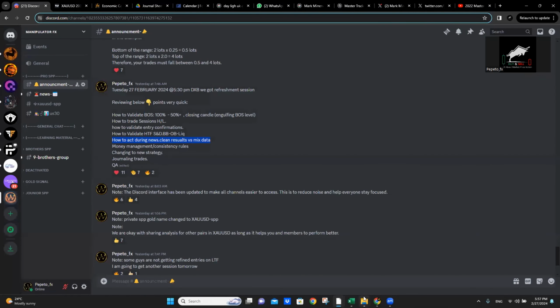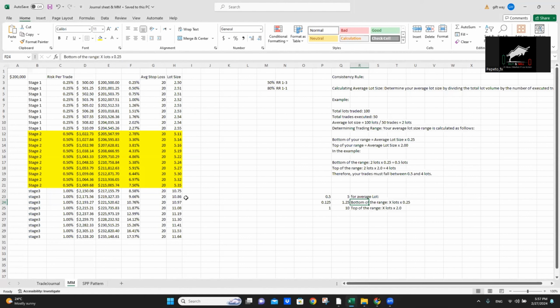Money management, consistency. Now I have a journal sheet. Inside the journal sheet, there is a money management section. Guys, if I have a 200K account, let's say, and I start taking a small risk to build up to 2%, I need how many successful trades without a loss? 9 trades to be winning, and then I go to 2%.